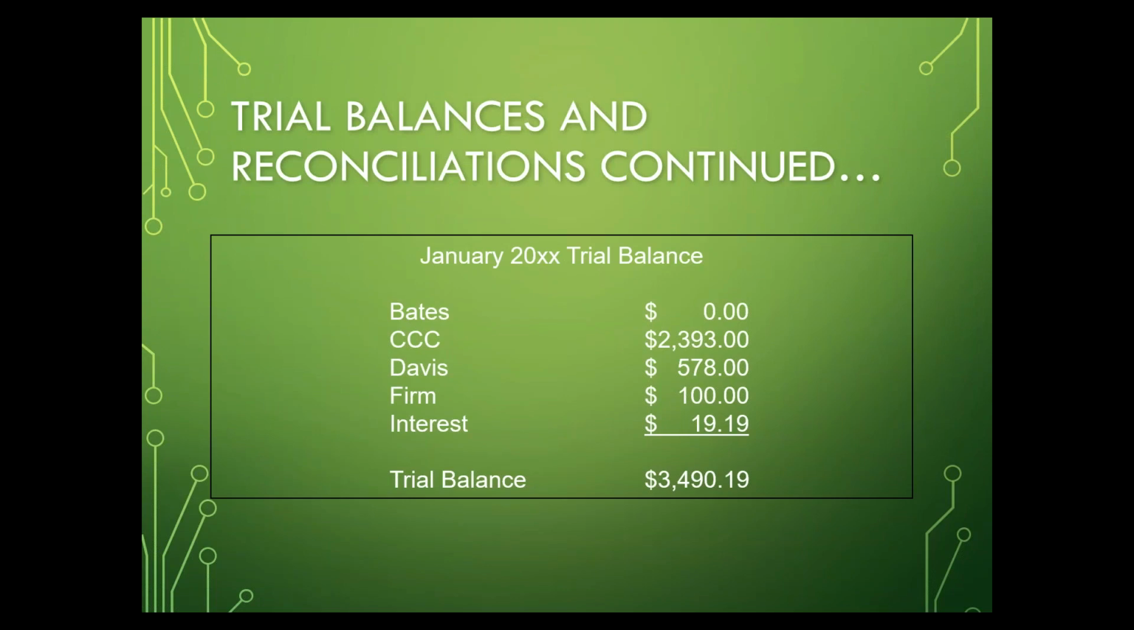As I said, it's simply a listing and a totaling of the client balances, and in this case, there's some earned money too and some interest that's supposed to be in the trust account. So on January 31 of 2019, this lawyer is supposed to have in her trust account $3,490.19. That's what that tells us.